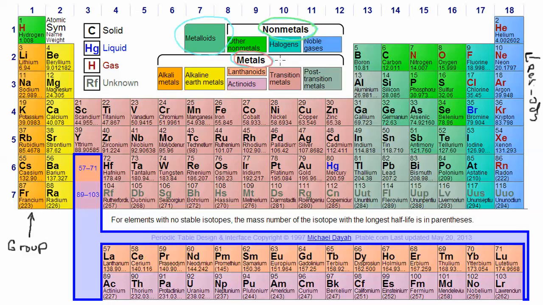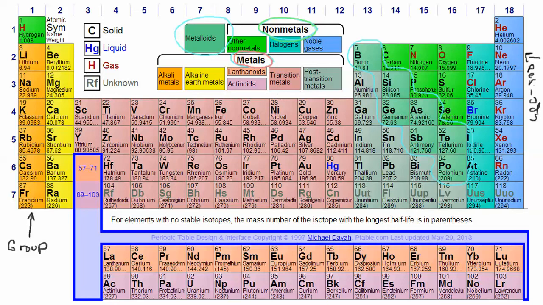And as you can see on this periodic table, the background is this green color. They are boron, silicon, germanium, arsenic, antimony, tellurium, and polonium. And as you see, the metalloids create kind of a little stair-stepped line on the periodic table. So those are the metalloids.